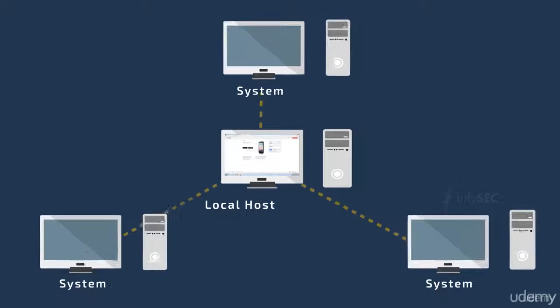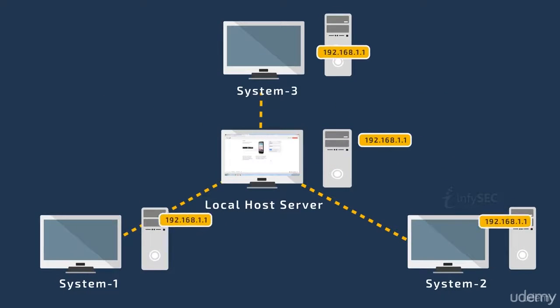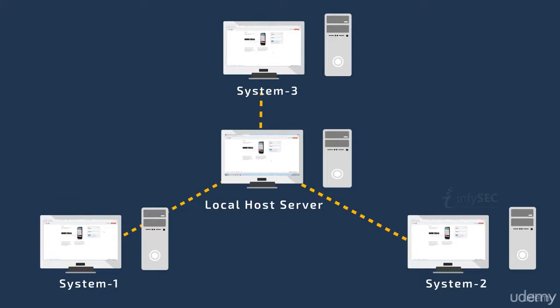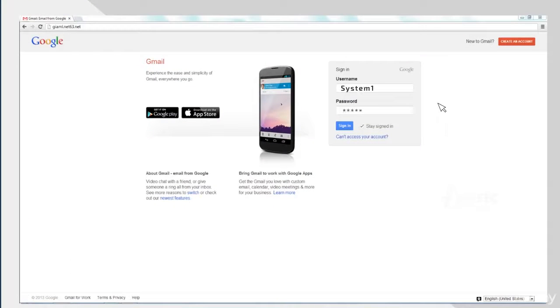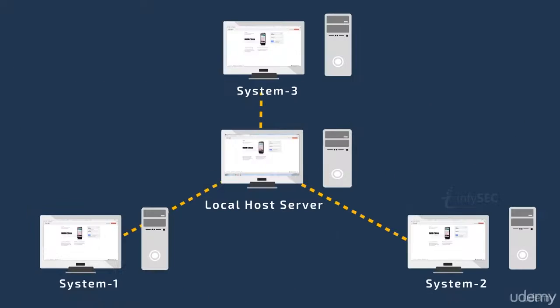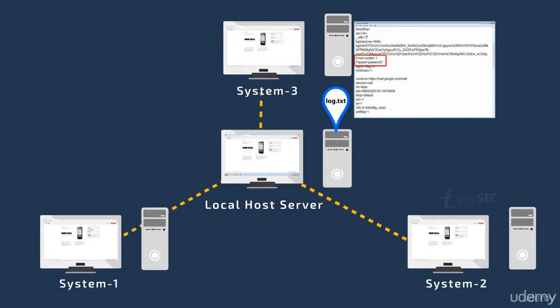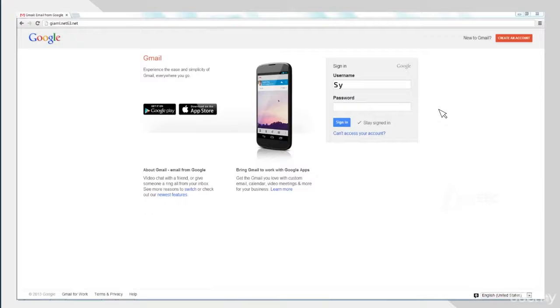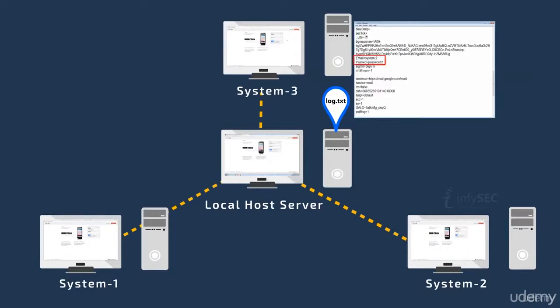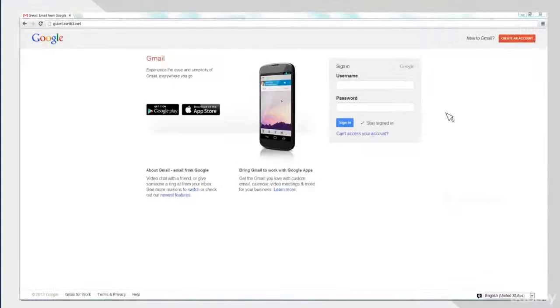Now, when other systems within the network access the local host, it opens the Gmail phishing page. When a user keys in the login credentials, it gets logged and appended onto the log.txt file. Similarly, when the other systems, say System 2 and System 3, key in their login credentials, the data gets logged and appended to the log.txt file.